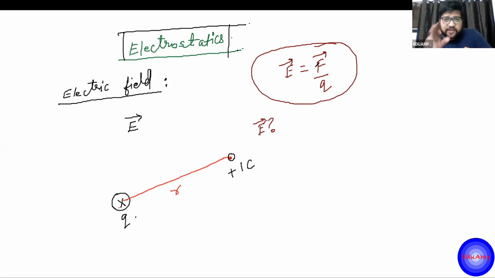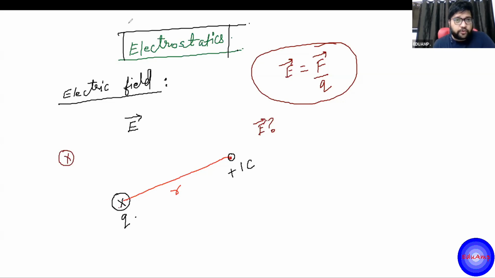So whatever is the direction of the force on that charge, the same is the direction of the electric field. Suppose I want to find the electric field at this point.